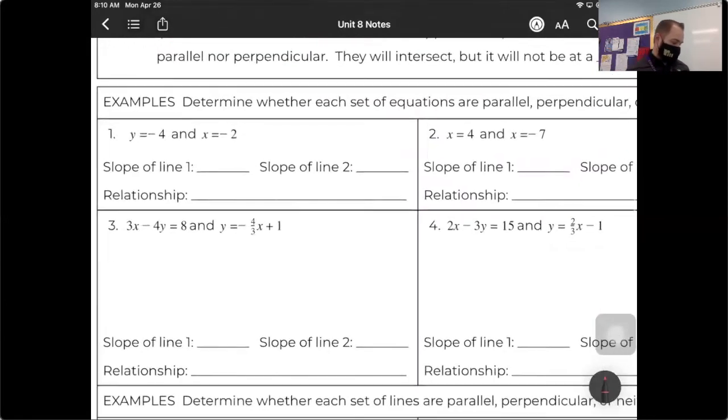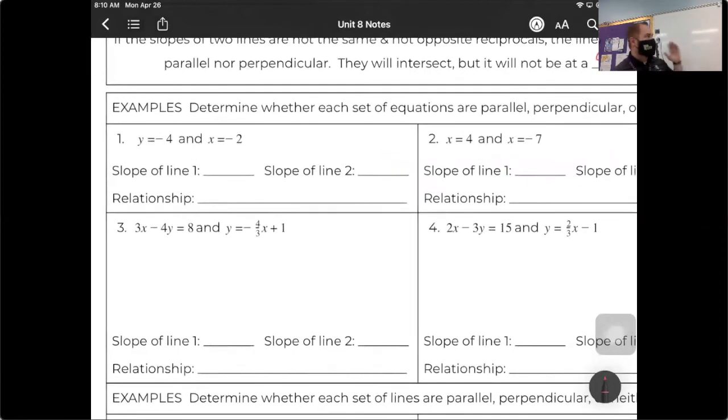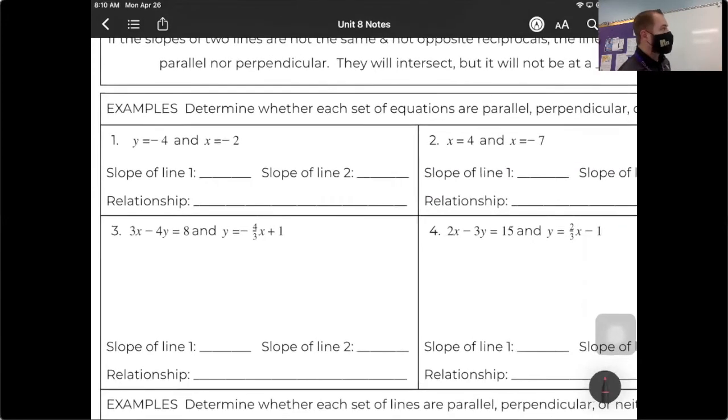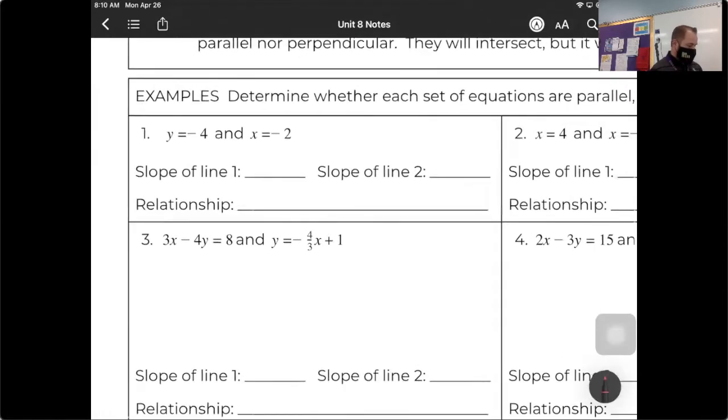Okay, so let's figure this out. Now, I start right off with a trick question. Not a trick question, but not one that's super easy to identify. So if I give you these two, determine whether each set of equations are parallel, perpendicular, or neither. The first two equations I give you are special cases. The first equation, y equals -4. What kind of line is that?